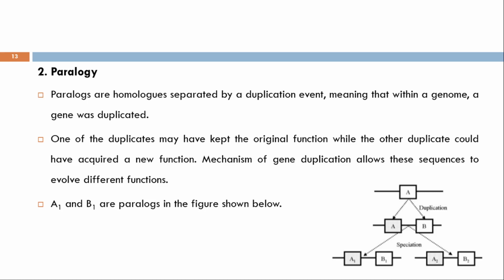So paralogs are homologs separated by a duplication event, meaning that within a genome, a gene was duplicated. One of the duplicates may have kept the original function, while the other duplicate could have acquired a new function. But in orthologous genes, the structure and function are conserved. But in paralogs, the original one will keep its original function, while the other one could have acquired a new function. So the mechanism of gene duplication allows these sequences to evolve different functions.